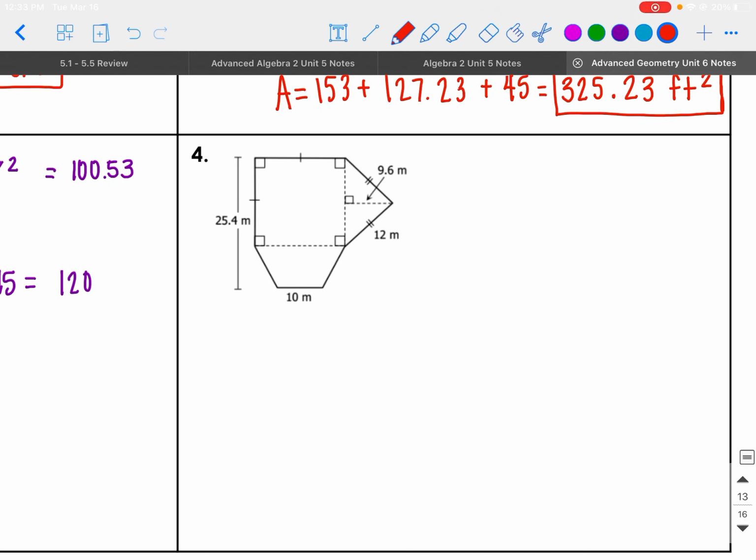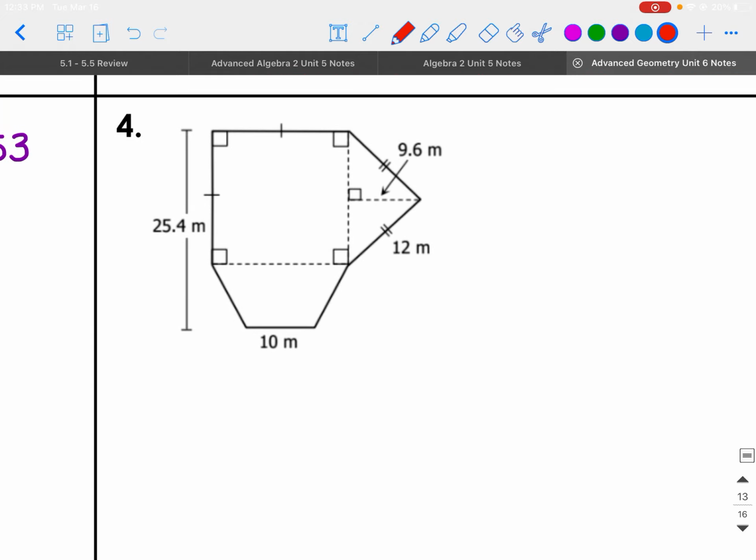All right, and number 4, I've got a square, a triangle, and a trapezoid. So first of all, let's see. I don't know the square's side lengths. So I'm going to go over, I have more information on these triangles. So I'm going to use that. That's going to help me out.